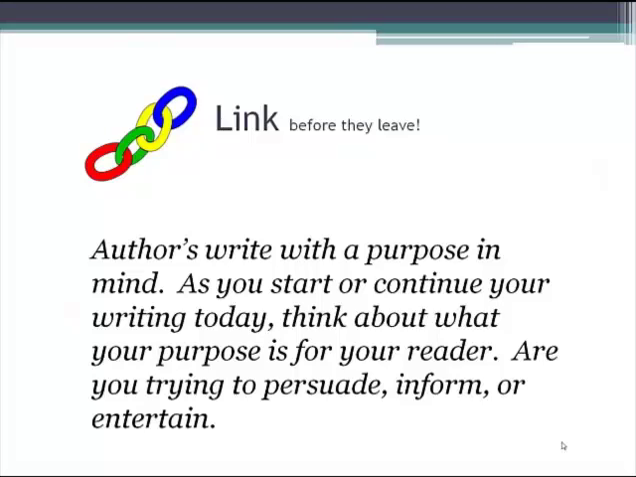Before they leave to go back to their working spots, you'll want to link. Authors write with a purpose in mind. As you start or continue your writing today, think about what your purpose is for your reader. Are you trying to persuade, inform, or entertain?